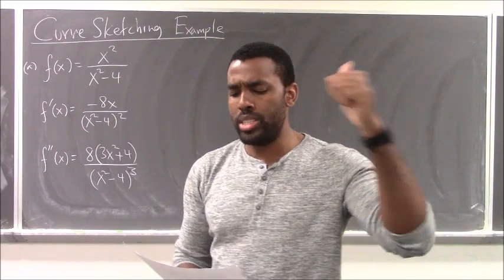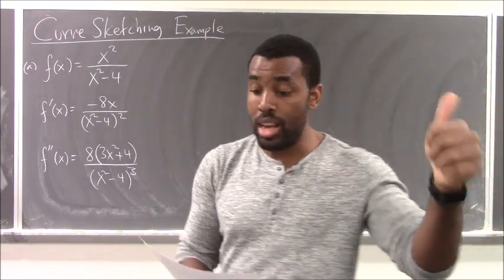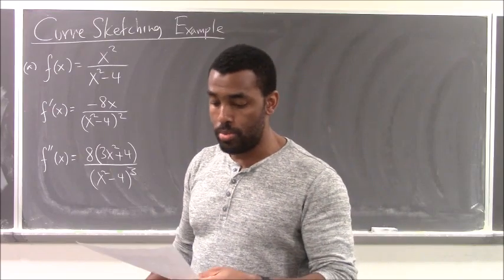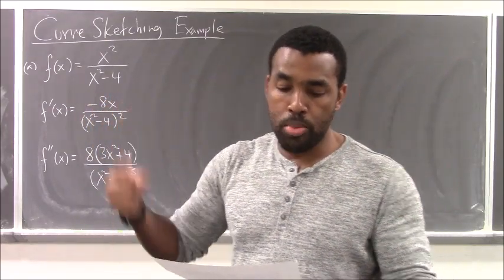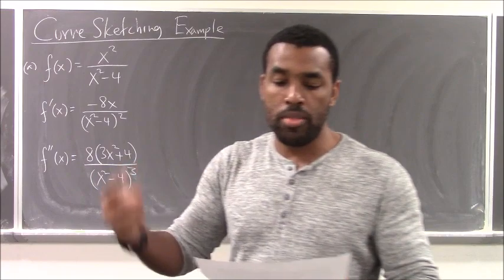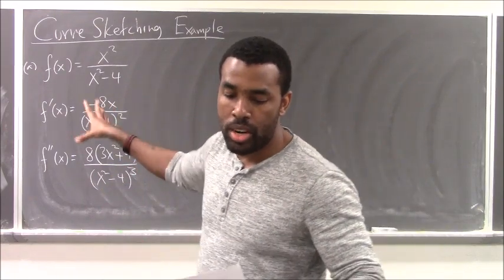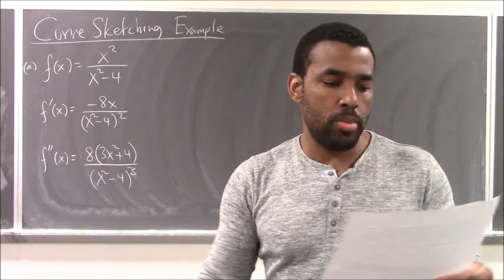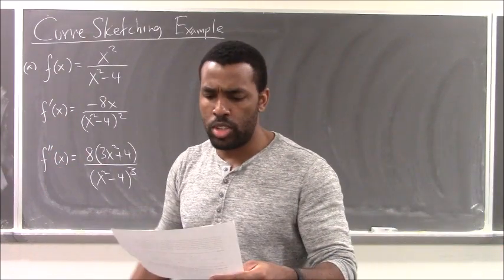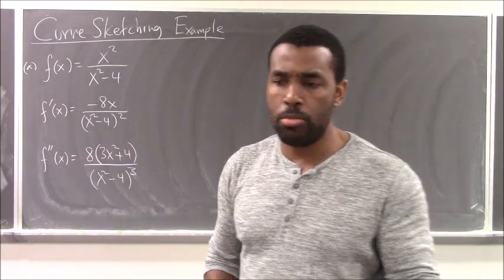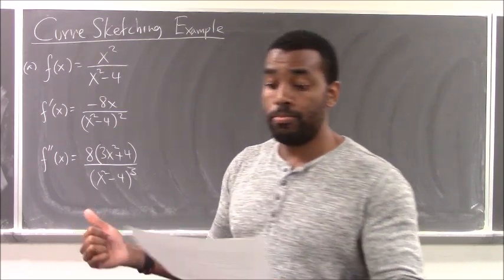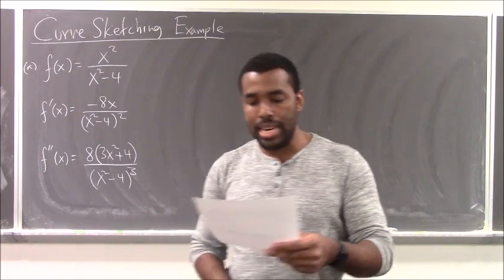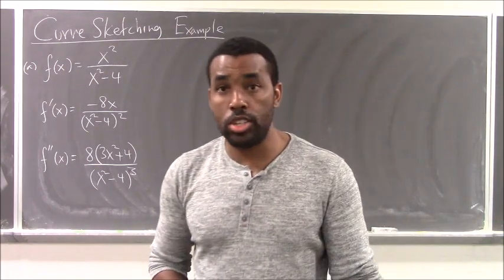So basically the question here is, consider the function f of x. Boom, f of x equals x squared over x squared minus 4. F prime and f double prime are given and need not be verified. So those are the derivatives, you don't have to verify them or work them out. Find all intercepts, asymptotes, relative extrema, intervals of increasing or decreasing, intervals of concavity, and inflection points provided they exist. Use this information to sketch the graph. Indicate on your graph all the features requested above.